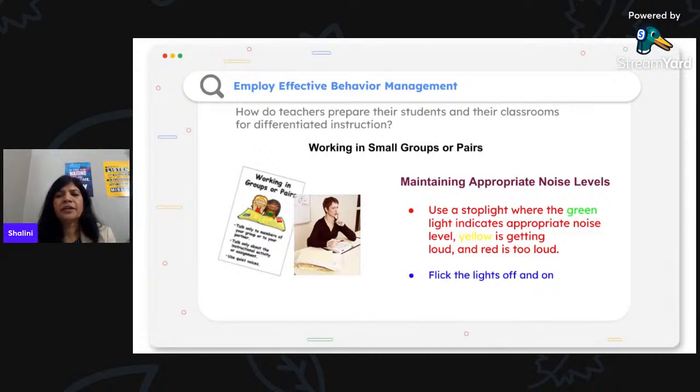When they are working in small groups or pairs, we have to ensure that the noise level is appropriate. We can use a spotlight where green light says that okay, this noise level I'm okay with, or if the yellow indicator shows, that means the noise is getting louder. Or if it is too loud, then you can show the red indicator, and children will know that they need to adjust the noise level in the class.